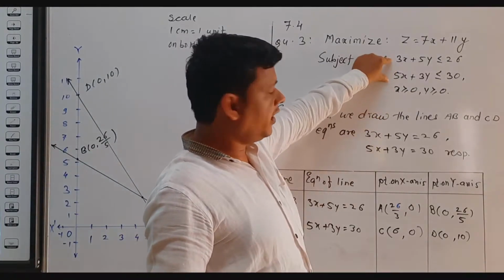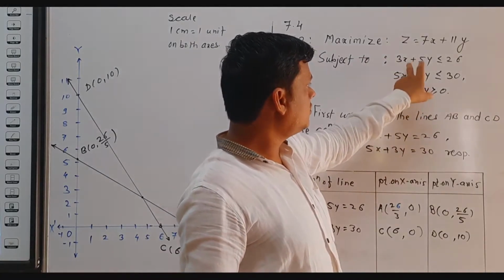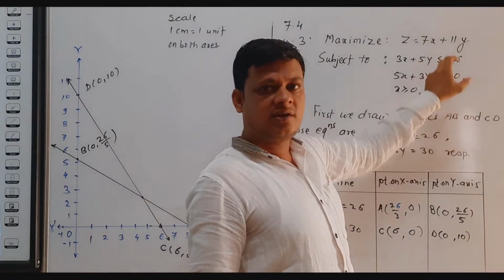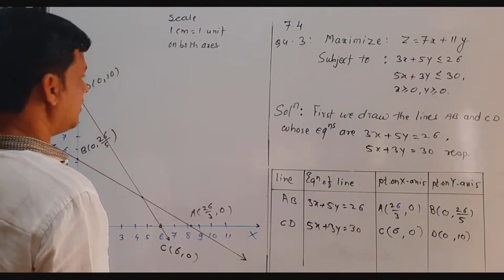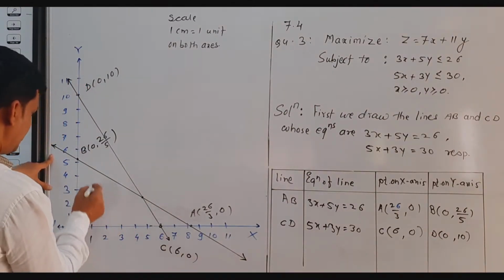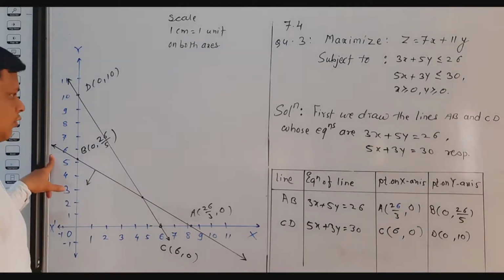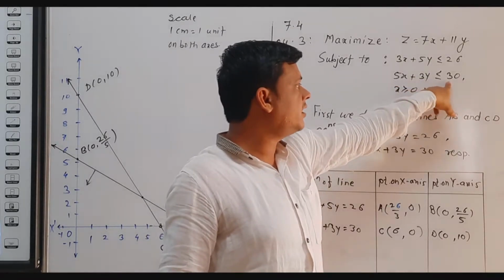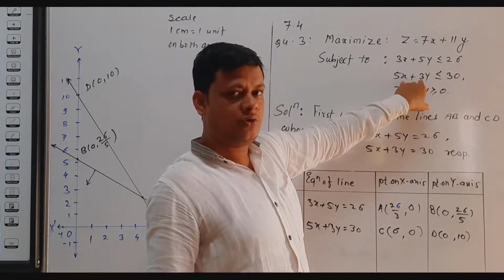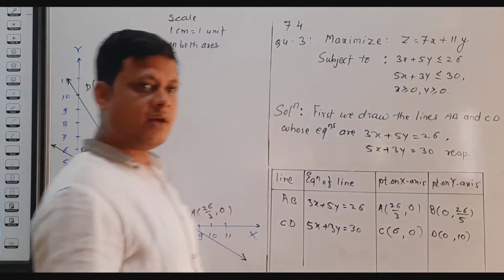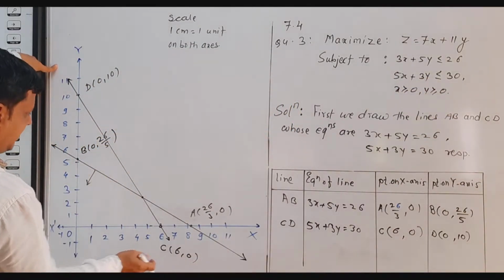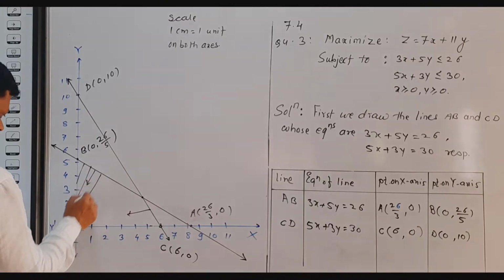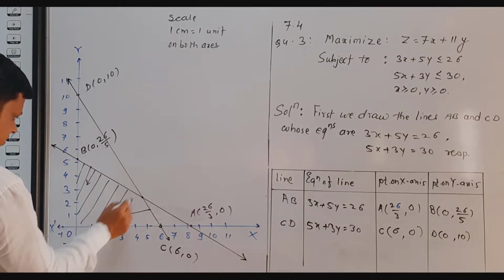Now we check these two inequations for the origin. When we replace x by 0 and y by 0, 0 plus 0, 0 is less than 26, the condition is satisfied. So for the line AB we mark toward the origin. Then the next inequation is 5x plus 3y less than or equal to 30. Again we replace x and y by 0. 0 plus 0, 0 is less than 30, the condition is satisfied. For this line CD also, we mark toward the origin. So this is the common region, which is the feasible solution.